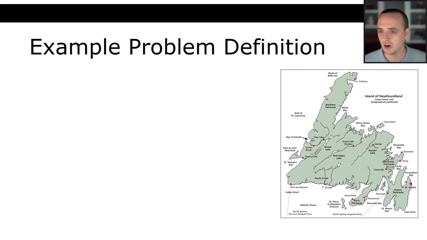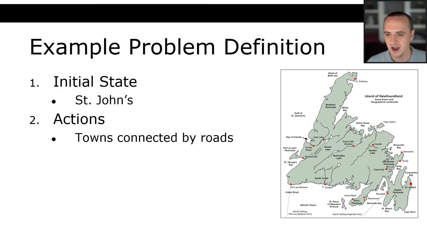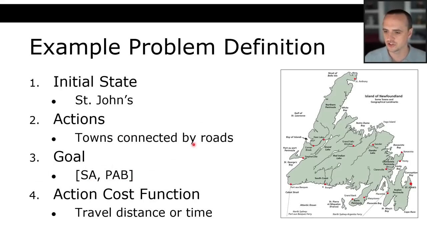All right. So here is our example problem definition, but now we're specifying it a bit more formally. So our initial state is going to be St. John's. Our actions are going to be, okay, let's take the slightly easier problem of our states are going to be towns in the province, and our actions are going to be traveling along a road to the next town. Okay, those are our actions. Our goal states are St. Anthony or Port-au-Basque's. And our action cost function is going to be either travel distance or time or gas money or whatever. Okay, we can pick whichever one we want. And so this is how we would define a problem in a well-formulated way.